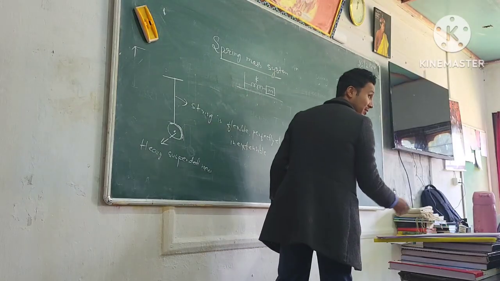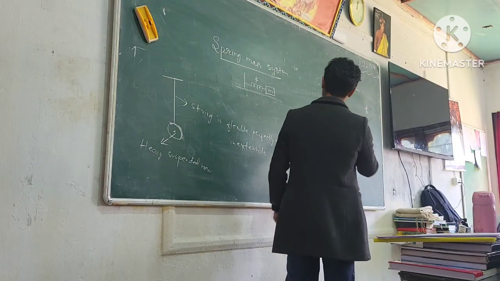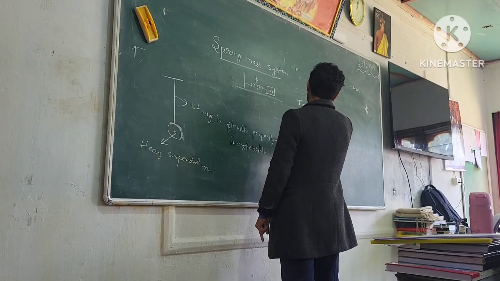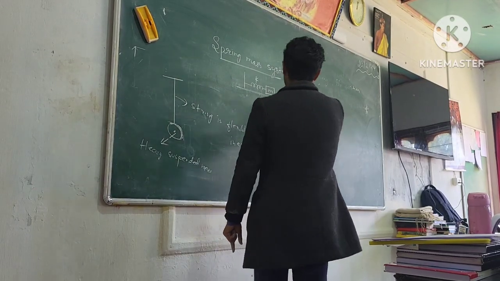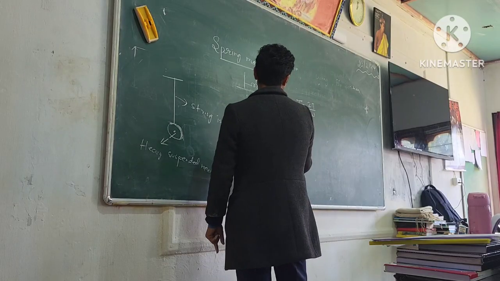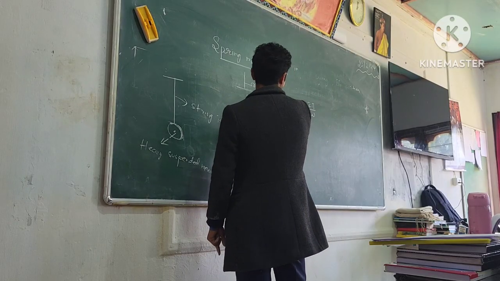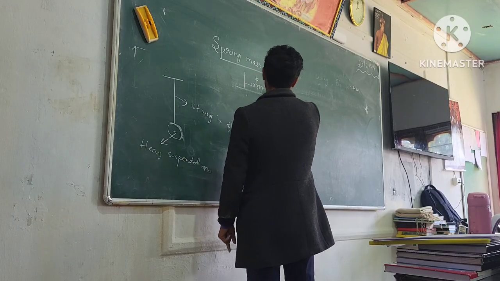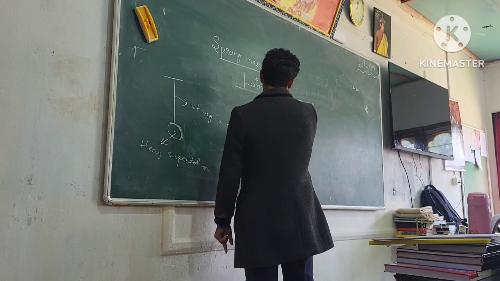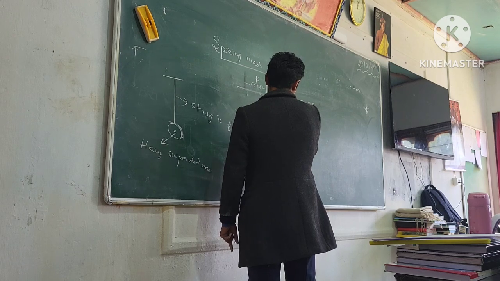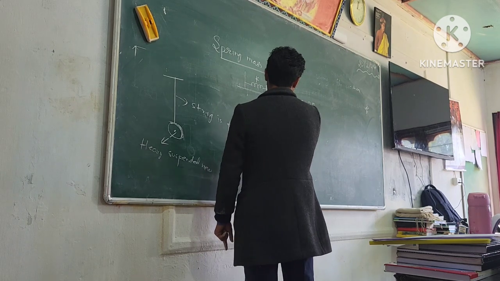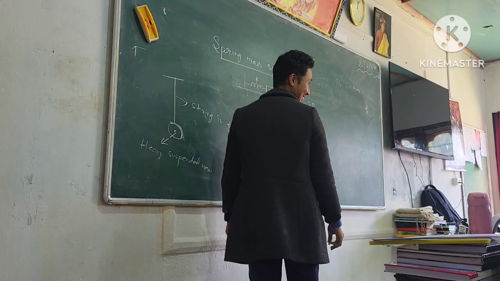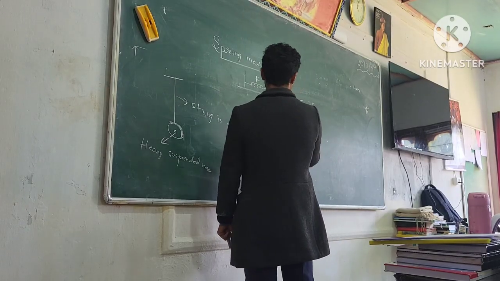So time period is nothing but 2 pi over omega. Do you know what omega was? In terms of K and mass, omega squared equals K by M. Remember, omega is equal to the square root of K by M.